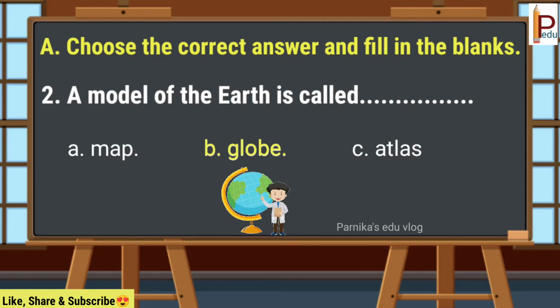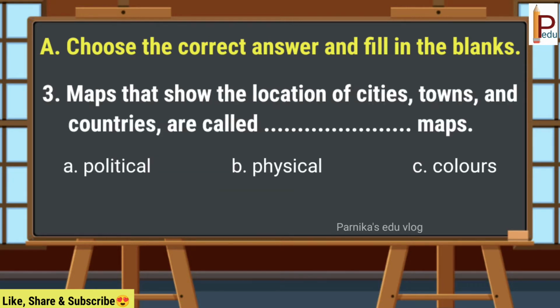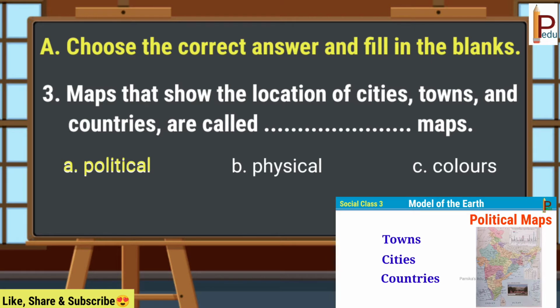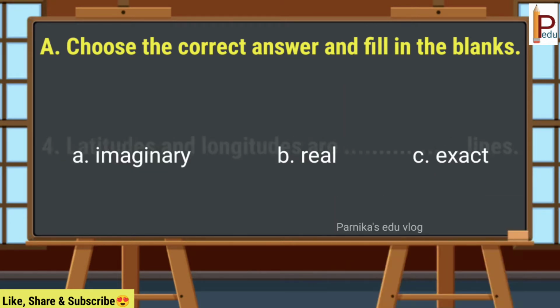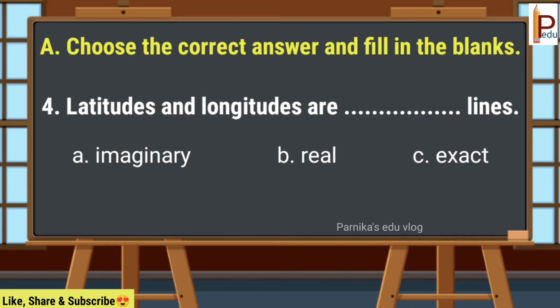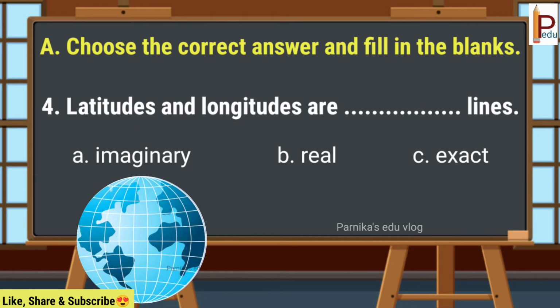Answer is globe. Third one, maps that show the location of the cities, towns and countries are called dash maps. Answer, political. Fourth, latitudes and longitudes are dash lines. Answer, imaginary.